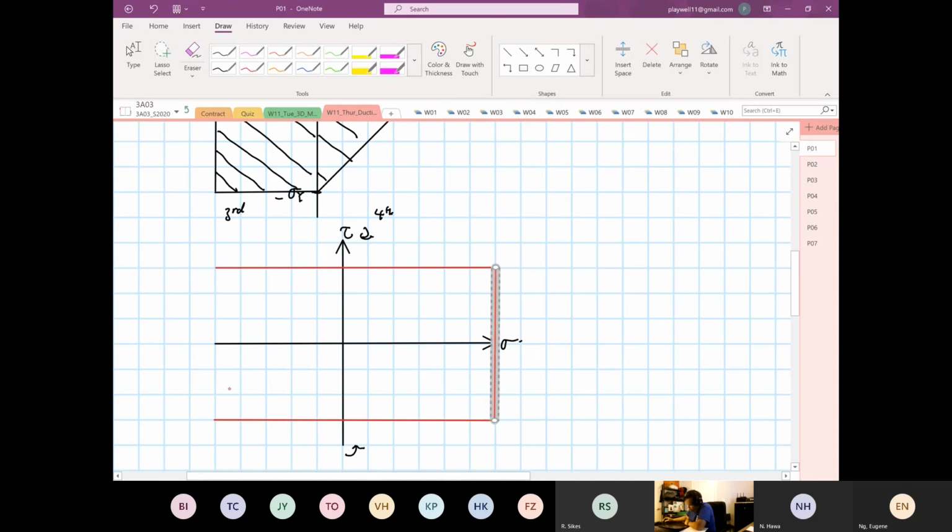In fact, I should have drawn it bigger. My apologies. So this is our Mohr's circle. Like before, anything that's outside this bracket, the material will fail.